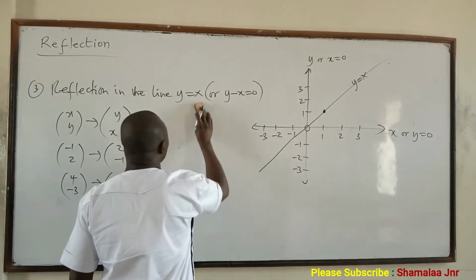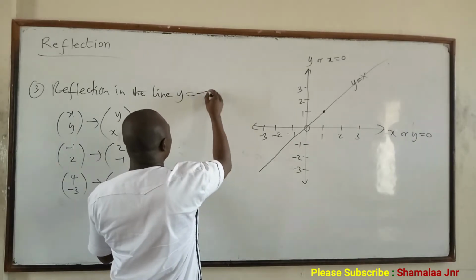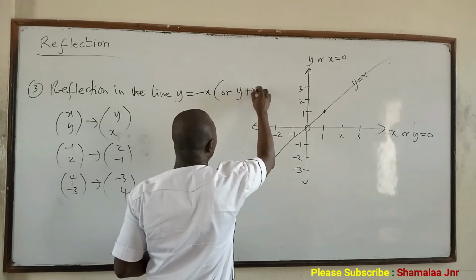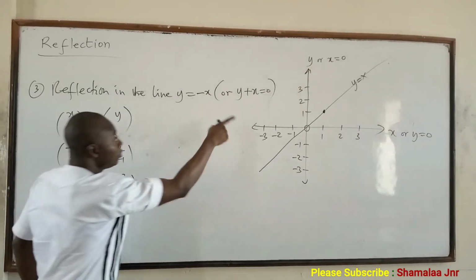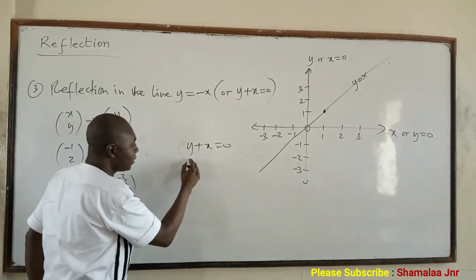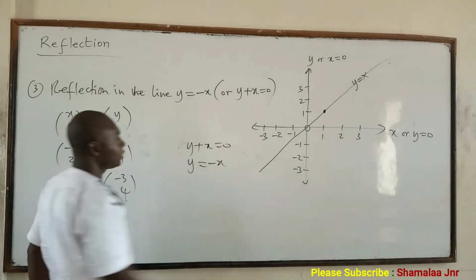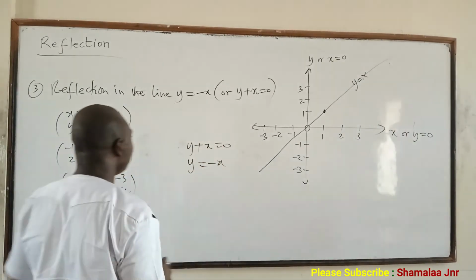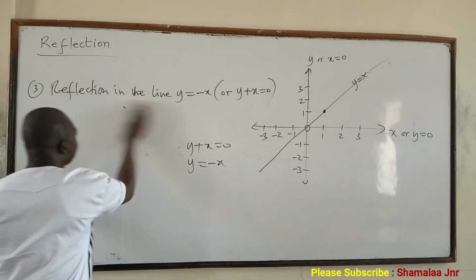The fourth type. We have reflection in the line y equal to -x, or y plus x is equal to 0. Yes. Because look at what is happening. Y plus x is equal to 0. You want to make y the subject, then y is equal to this one, go to the other side and become negative. So it's the same as this one. So reflection in the line y equal to -x is the same as reflection in the line y plus x equal to 0. So you take note of this.